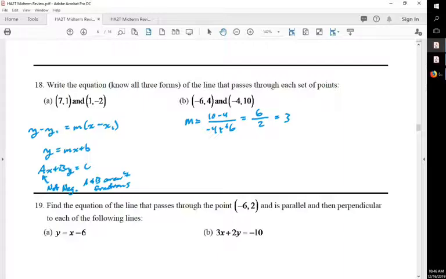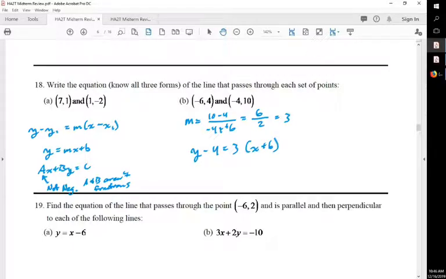And then to do this form, you have to choose one point, this x and y. Okay, so it doesn't matter which point you choose. They both work. I'm going to choose the first point. So there you have it.